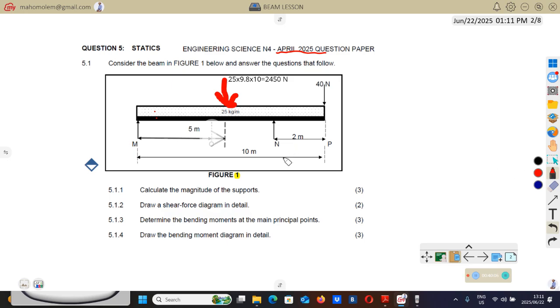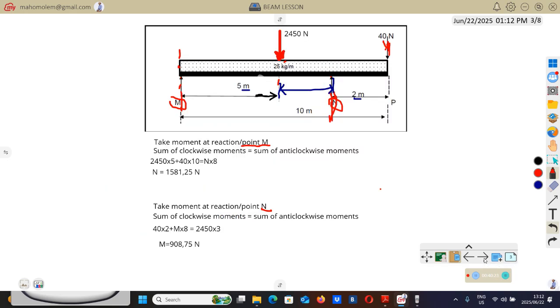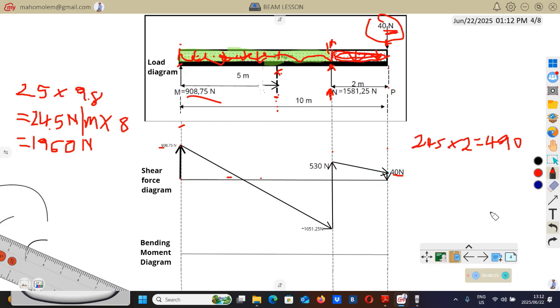So at the main principal points, we will be referring to where there is a point load, and then we're referring to a point where the shear force diagram crosses that horizontal line. So we have the point load here, and then this point as well, we're going to take it into account. This is a principal point.